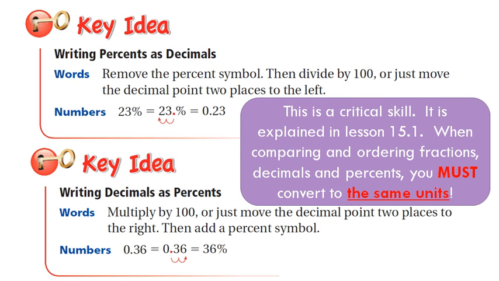This is a critical skill, and was explained earlier in the year in lesson 15.1. When comparing and ordering fractions, decimals, or percents, you must convert all to the same units. That means comparing all decimals to decimals, all fractions to fractions, and all percents to percents.